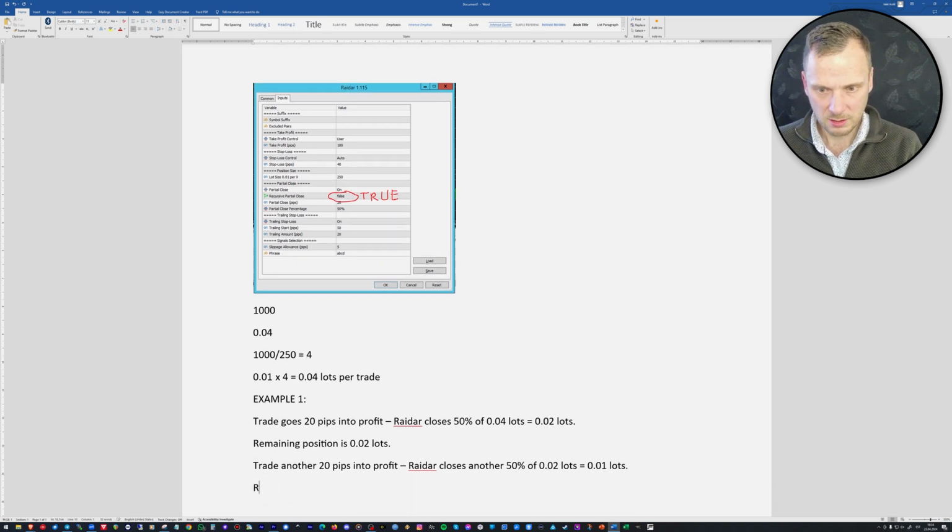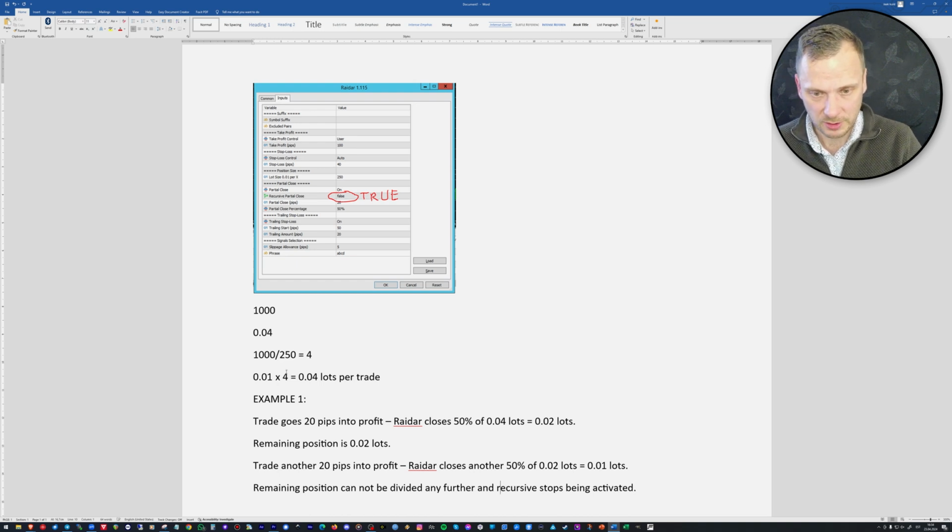Remaining position cannot be divided any further, and recursive stops being activated because we only have 0.01 lots left. I'm gonna put it here so it's clear. Remaining position 0.01 lots.